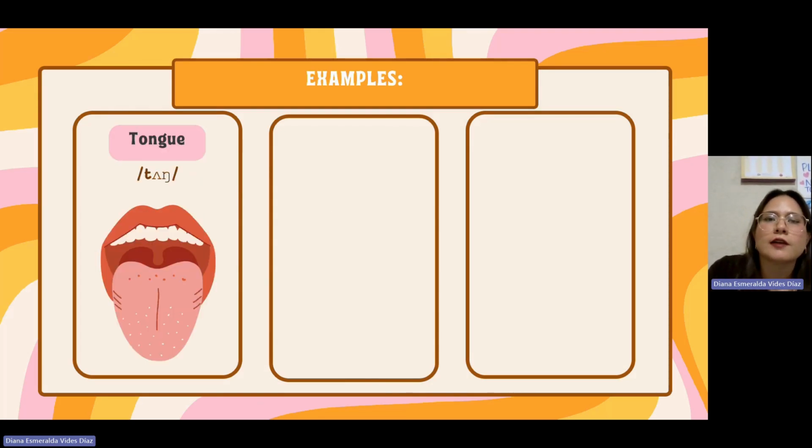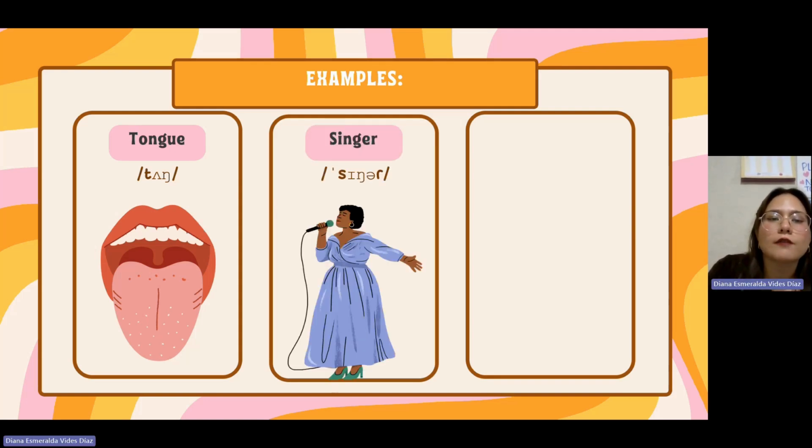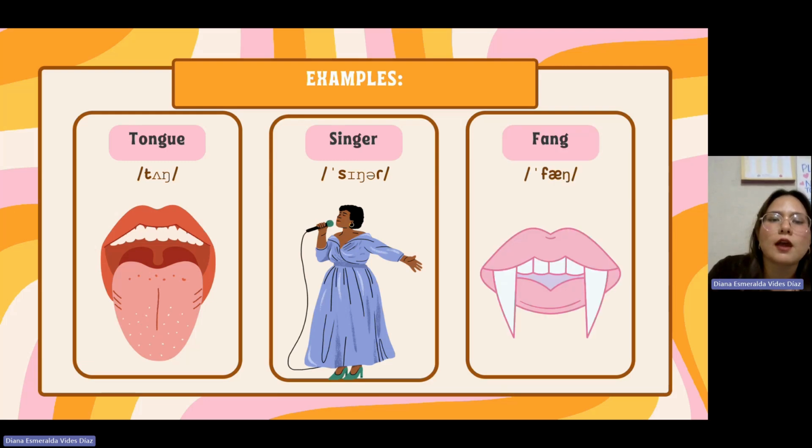So I have some examples for you. Let me say that this sound doesn't have words that start with it. It only appears in the middle or at the end of words. So we have tongue, singer in the middle, and fang at the end.